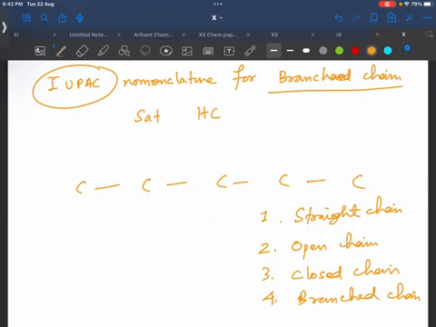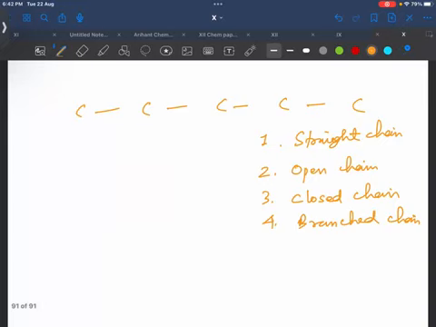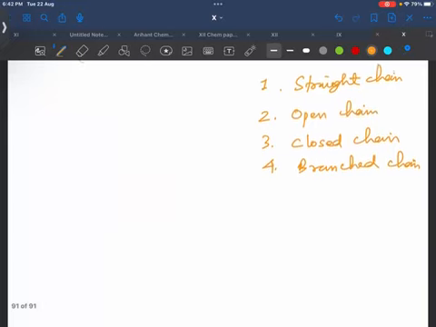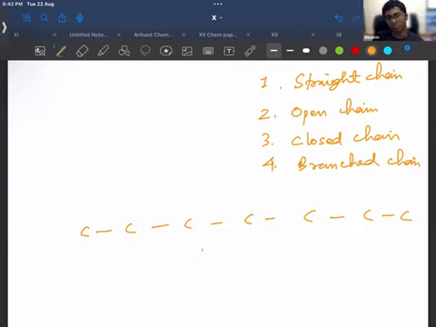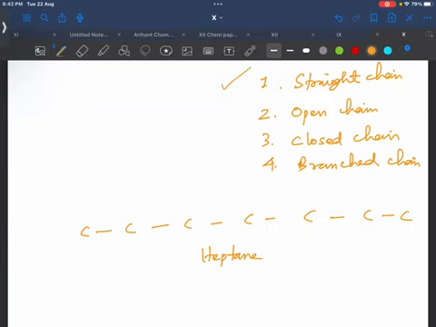The first thing I want to discuss is the straight chain. Straight chain means all carbons are linked to each other in a line. This is an example of a straight chain. Did you understand? It is very easy to name. What will be the name of this? Heptane, right? It's simple, heptane. Straight chain we understand.